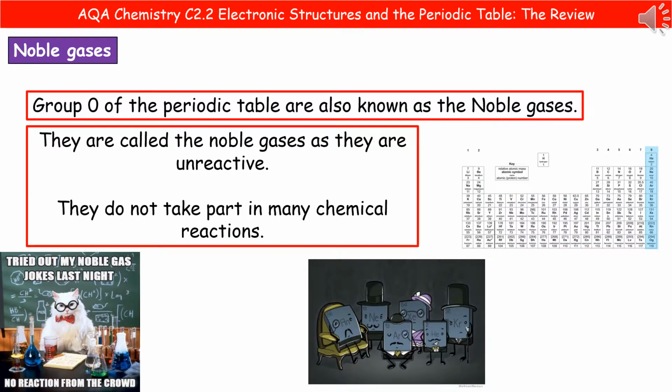So what we're going to do now is have a look at one of the groups in the periodic table with a little bit more detail. And the first group we're going to look at are the noble gases, which are group 0 on that far right hand side. So helium, neon, argon, krypton, xenon and radon, these are the noble gases. Now, the reason they're called the noble gases is because they're very unreactive. They don't take part in many chemical reactions at all.